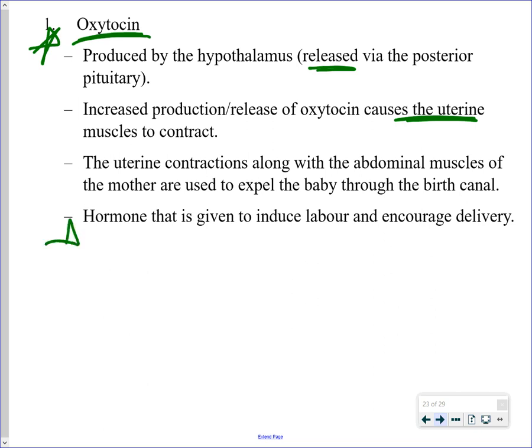And this is the hormone that someone is given if they are being induced. It is going to cause the uterine contractions. So if a female is reaching her due date, if she's not experiencing contractions, if the baby should be coming out, it's full term, it's big enough, but it's not, then this is what the female will be given, is oxytocin.